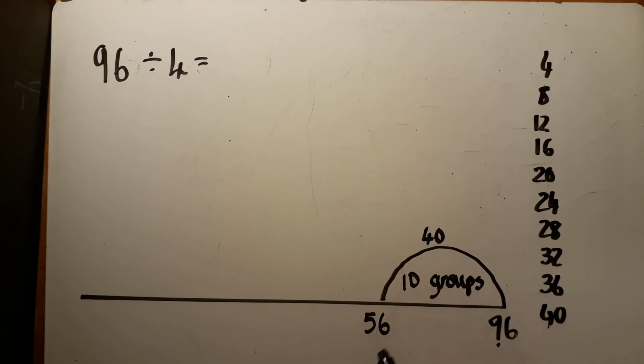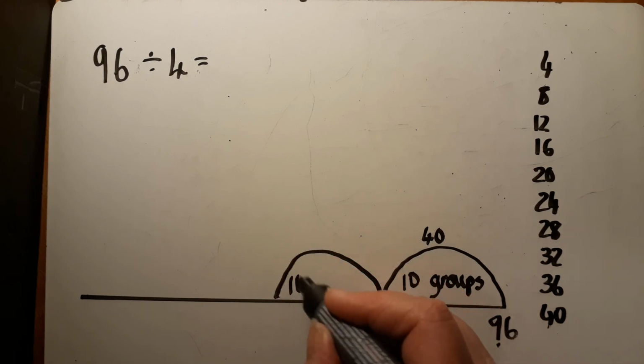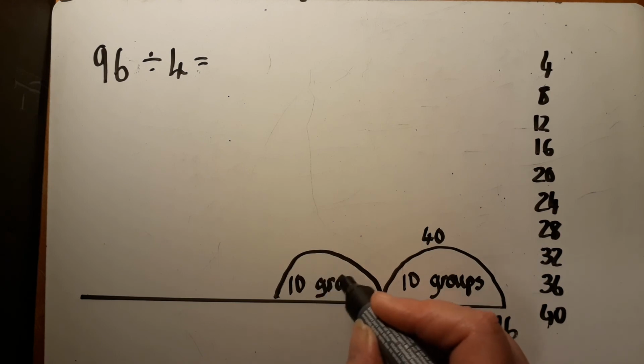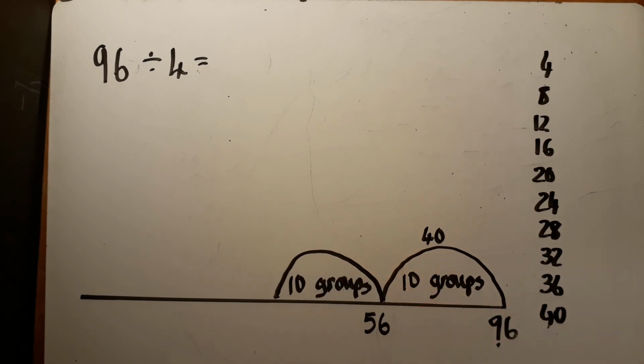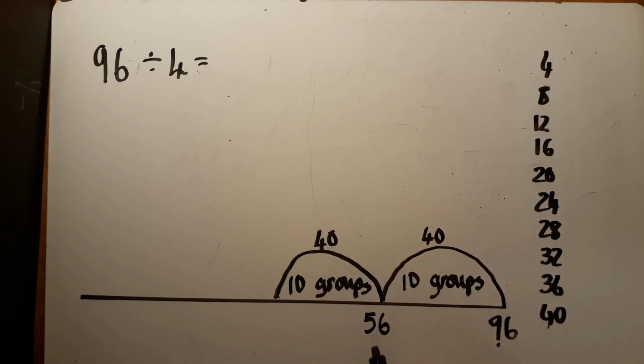And here I can actually take another 10 groups away of 4 again, because 56 is bigger than 40. 10 groups, and 10 groups of 4 is 40. Okay, subtract those 4 tens from 56. So we know that our ones digit is not going to change. Subtract the 4 tens from here. It's going to leave us with 16.